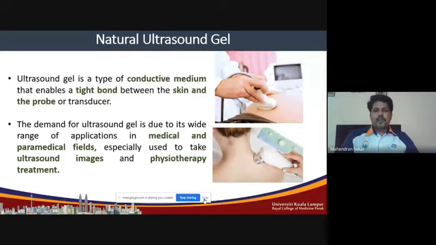Normally, ultrasound gel is used as a conductive medium that enables a tight bond between the skin and the probe or transducer. The demand for ultrasound gel is due to its wide range of applications. It is mainly used to take ultrasound images. It is one of the conductive media between the ultrasound machine, the ultrasound probe, and the skin. So this is very important. It can also be used in ECG recording. Before, when they did ECG recording, they put some kind of gel, right? That gel can be replaced with our innovative gel.